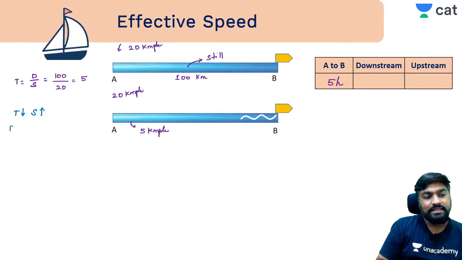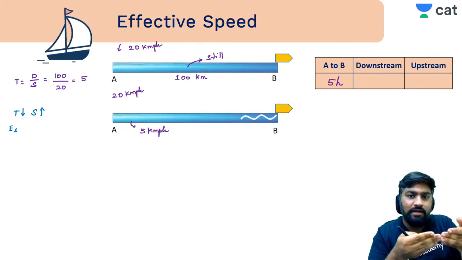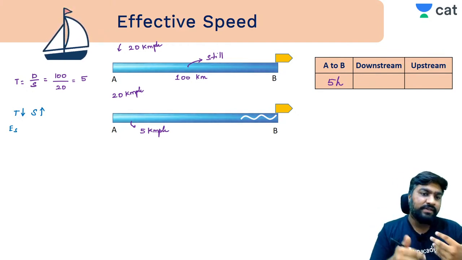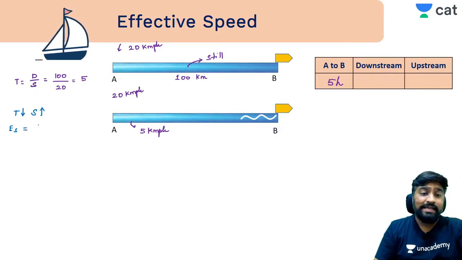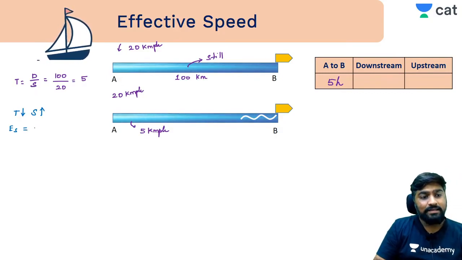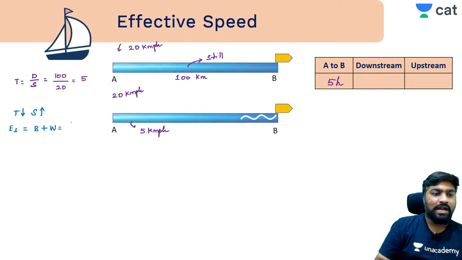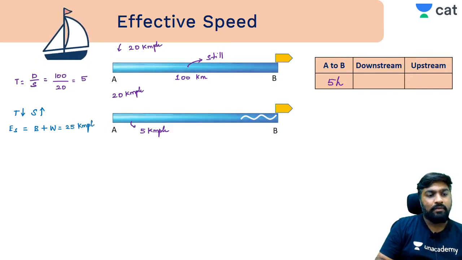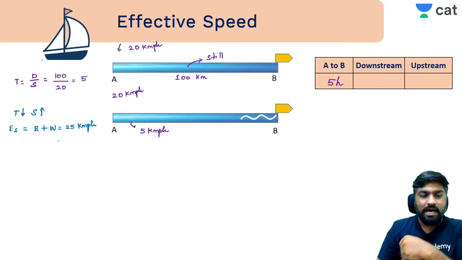We call this effective speed. It's called effective speed because the speed of one moving object affects the speed of the other moving object, right? So effective speed becomes what? It has to increase. That means I'm going to add the speed of the boat and the speed of the water, or stream, whatever you want to call it. So 20 plus 5, the effective speed now is 25 kilometers per hour, meaning in 1 hour, 25 kilometers is covered.